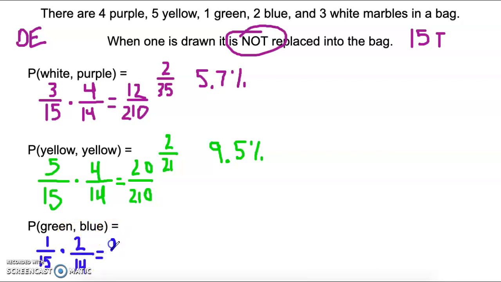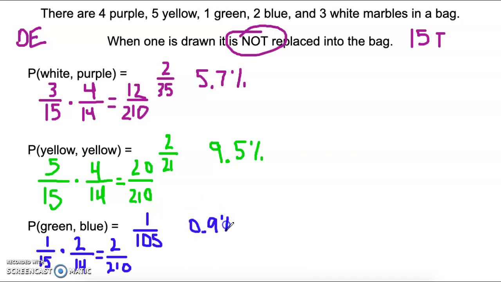1 times 2 is 2. 15 times 14 is 210. These can both be divided by 2, and we get 1 out of 105. That is very small. It's about 0.9%.